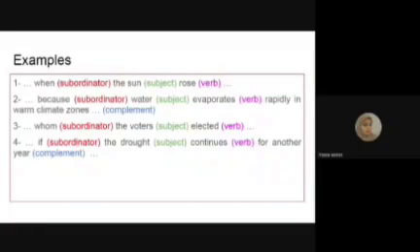Because water evaporates rapidly in warm climate zones. And what happens? What is the effect of this action? So what happens after that? Because it's the subordinator, water is the subject, evaporates is the verb, and we have a complement, but the meaning is incomplete. So, we have to write an independent clause and attach it to this one in order to complete the meaning.